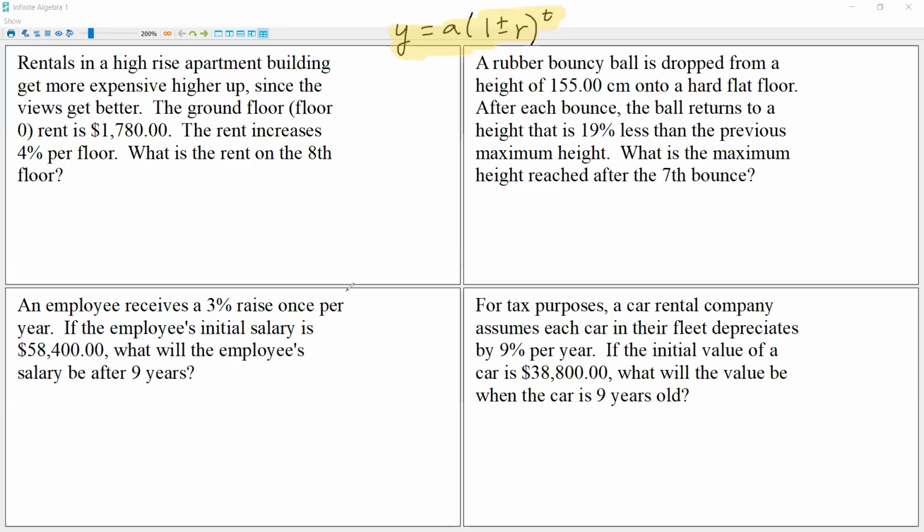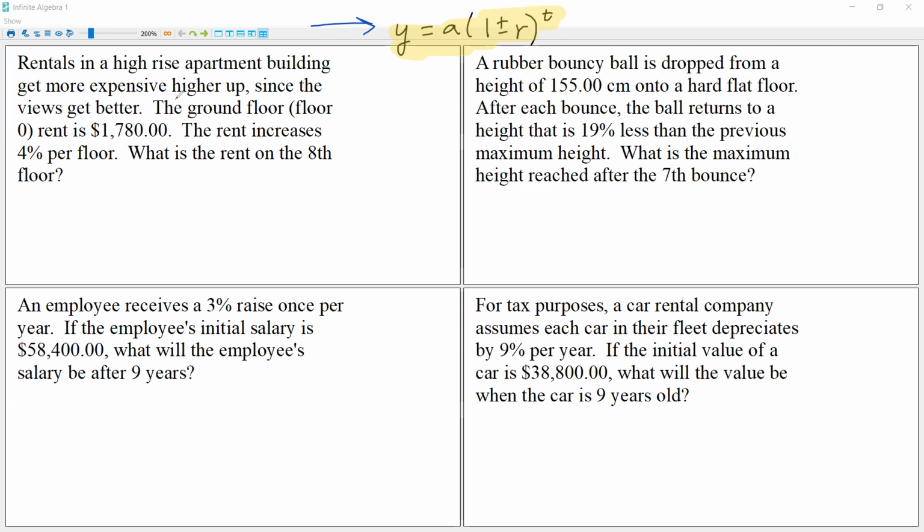All right, let's take a look at these four problems. And really, we're just deciding, is this a growth? Is this a decay? And how does that affect the formula as we plug into it? And so the formula is up here highlighted. And so let's look at this first one.